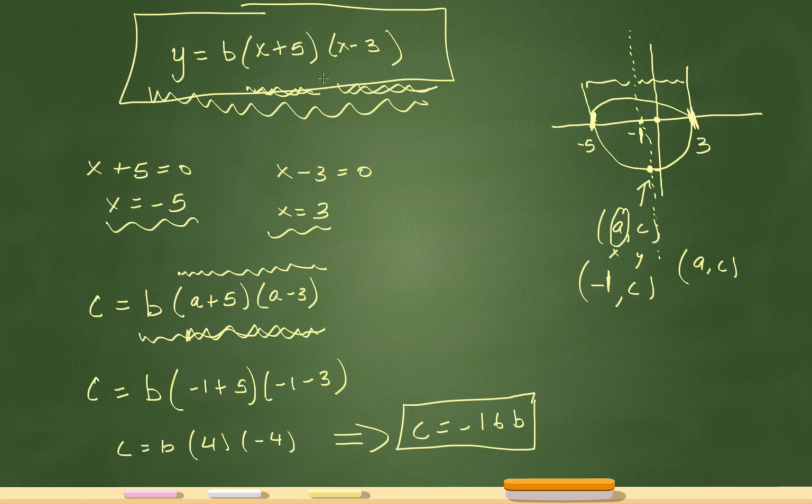So if I know the zeros of a parabola, I can figure out the x value of the vertex easily. And then what I did was I took that x value, plugged it in there, and then that told me what the y value is, and the y value is really the c value because the question's asking me what the value of c is. C equals negative 16b.